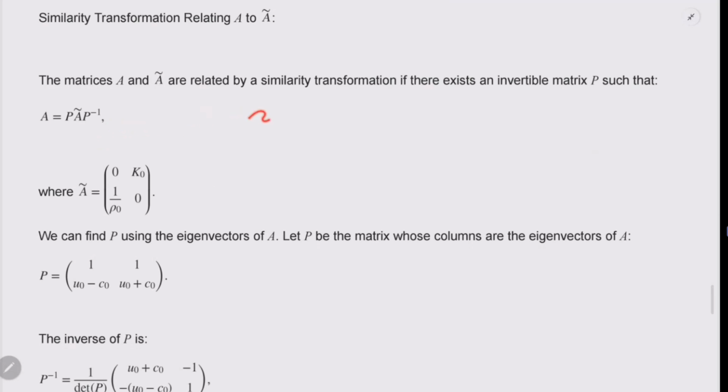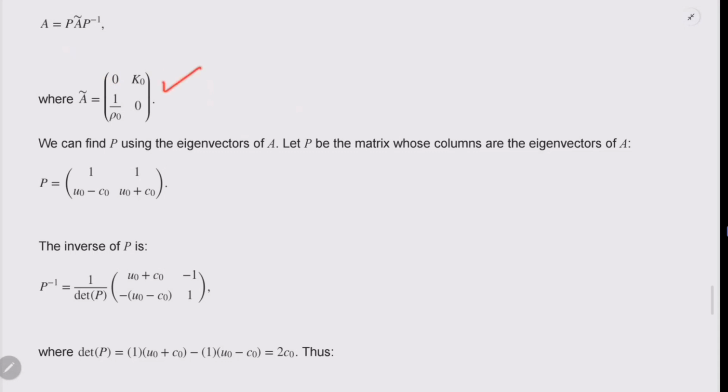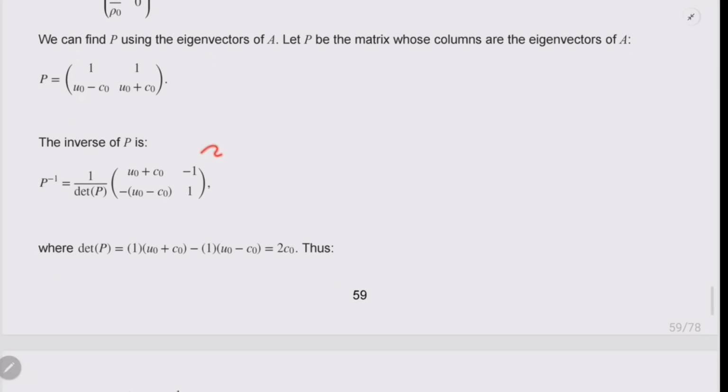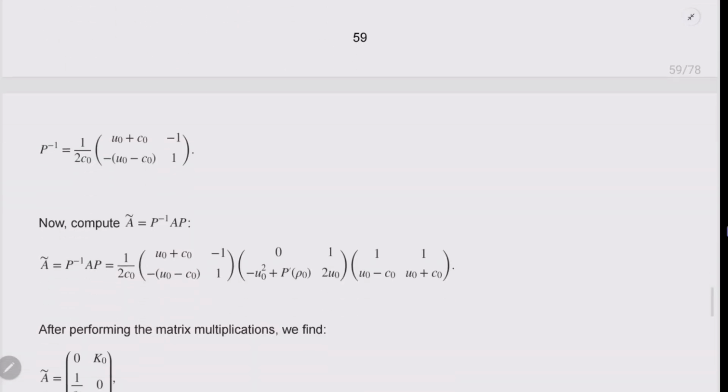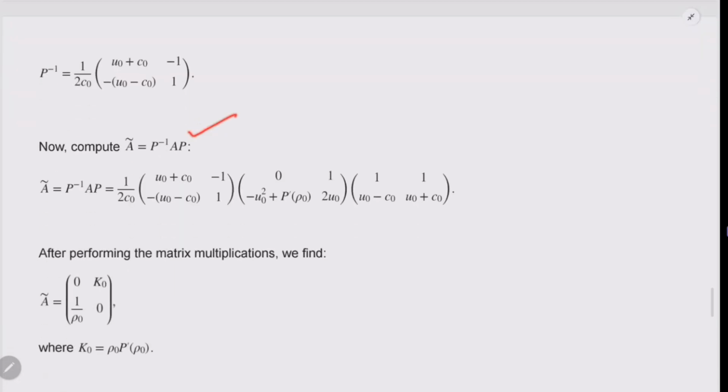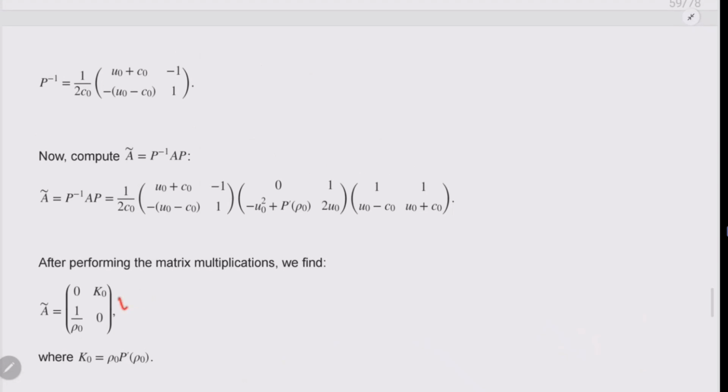Now in the second part, we have similarity transformation. We take A tilde. P is actually the R1 and R2, which is similar to that we did in the theory. We call it R. Here I am calling it P. Take the inverse of P, compute this value, and finally we get A tilde. So this is actually a standard methodology that we actually repeated from 2.3.